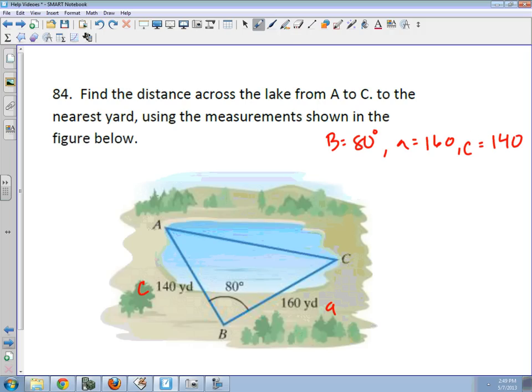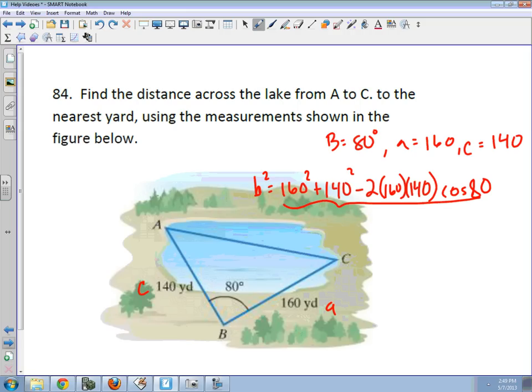So I would do b squared equals a squared plus c squared minus 2ac cosine of B. Cosine of B, B is 80. So then in my calculator, I type all this in, and I take the square root. All right, from there, see if you can get the right answer. I set it up for you. You can take it to the next step.